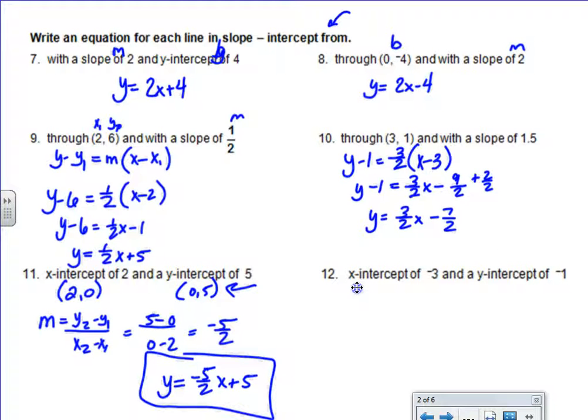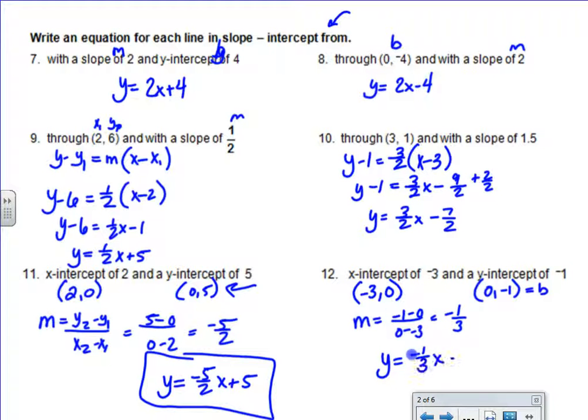And then, next question, very similar. The x-intercept would be the ordered pair (-3, 0), and the y-intercept would be the ordered pair (0, -1). So I'm going to use him as the b value in just a minute, but right now I need to find my slope. So -1 minus 0 over 0 minus -3. That ends up as -1 over +3, which is -1/3. So finally, we're going to substitute in the values: y = -1/3 x minus 1.